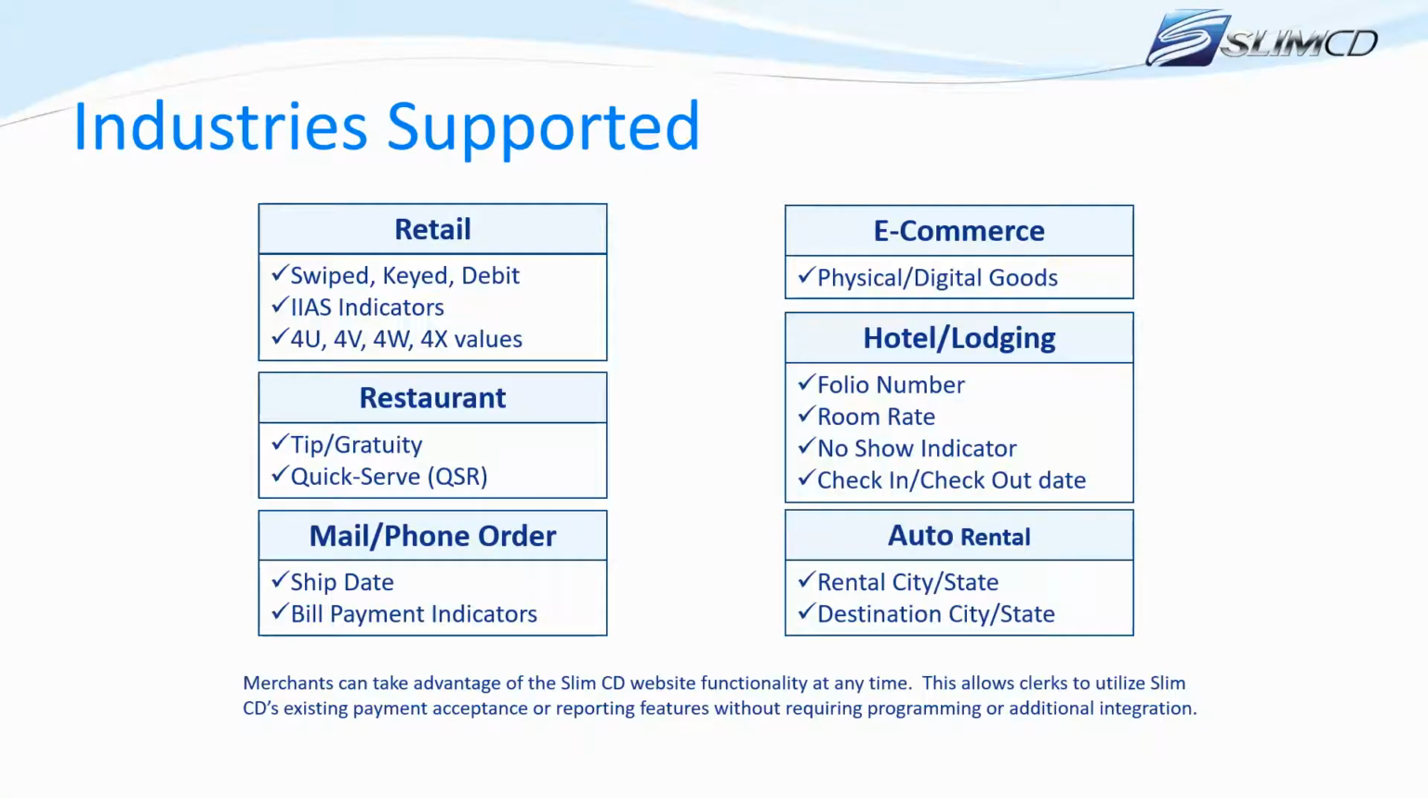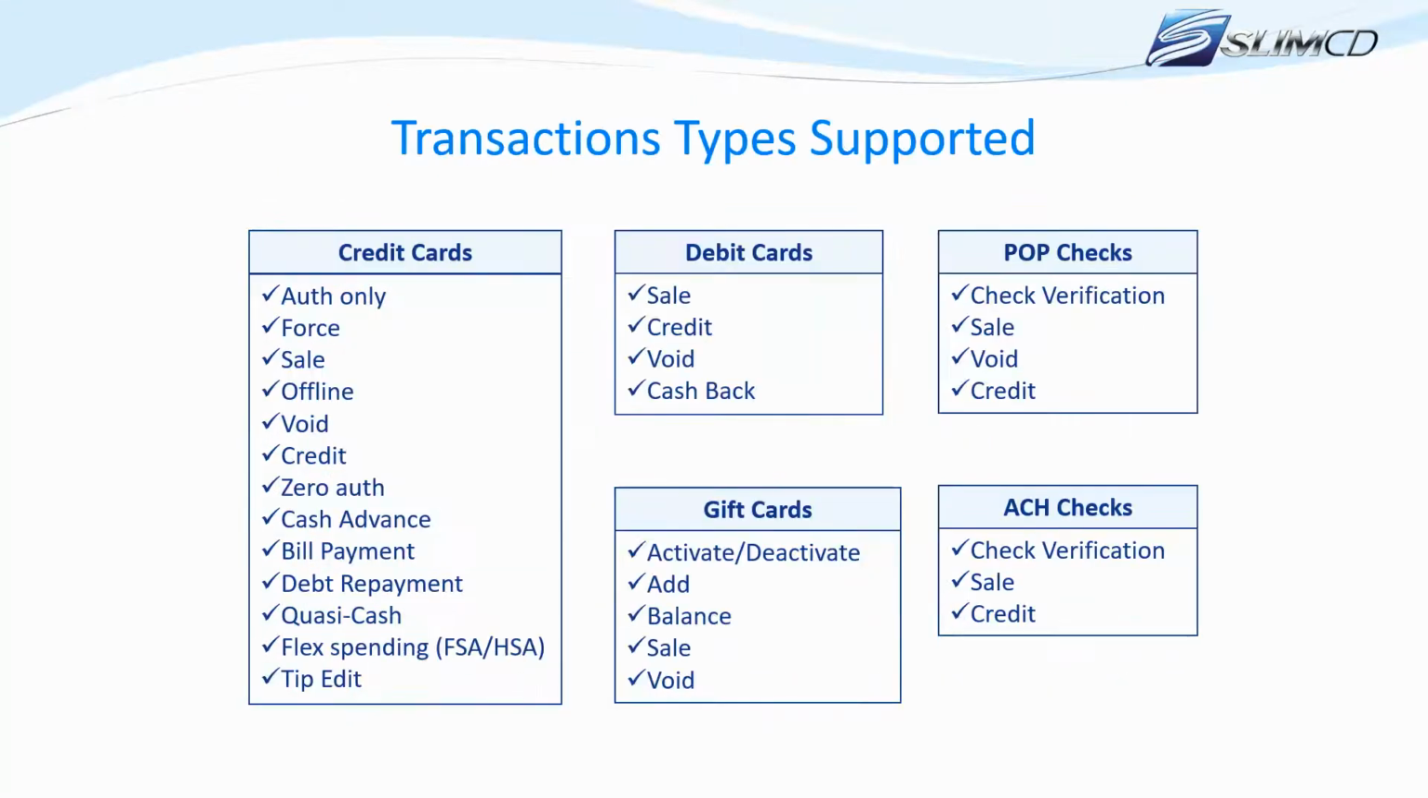We support a variety of industries: retail, restaurant, mail order, e-commerce, lodging, auto rental. Most of the focus will be on retail and mail order or e-commerce, but we do support those other industries as well. There are a lot of transaction types to do all the things that you might need to do as you're processing credit card transactions, depending on your industry.